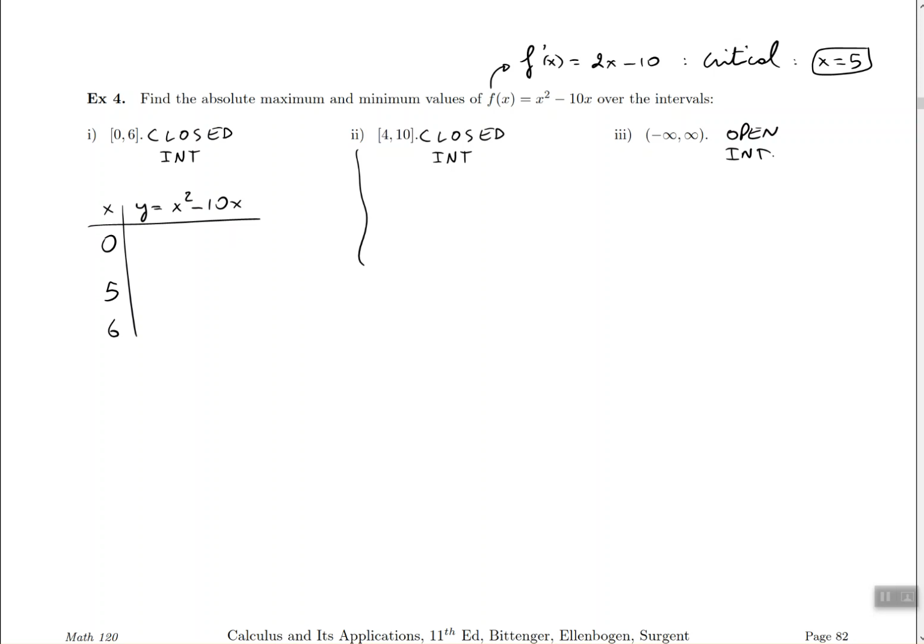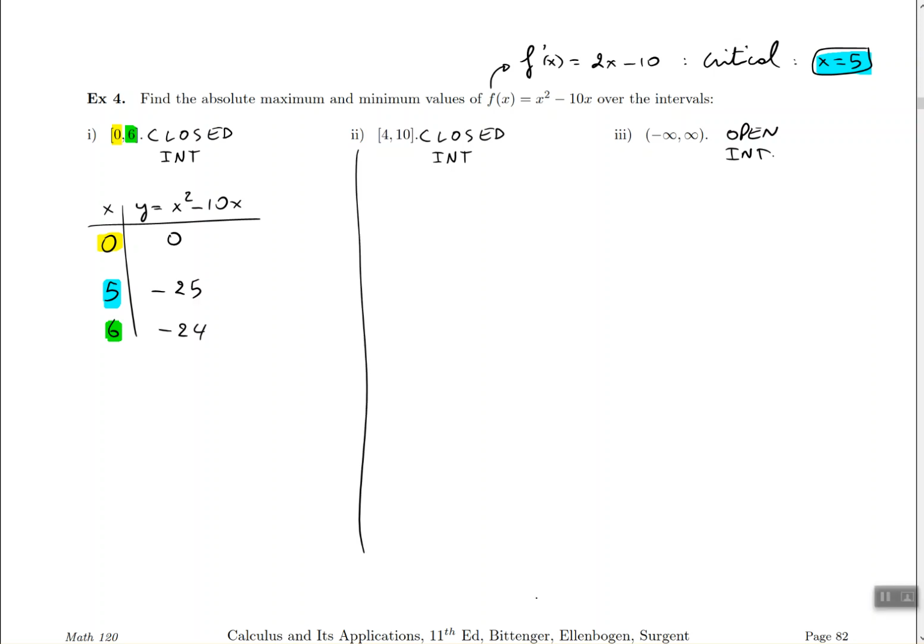Why 0? Because that was the start of the interval. Why 5? Because that was the critical number. And why 6? Because that was the end of the interval. That's what we do with all the problems where we have a closed interval. So let's punch this into the calculator and see what we get.